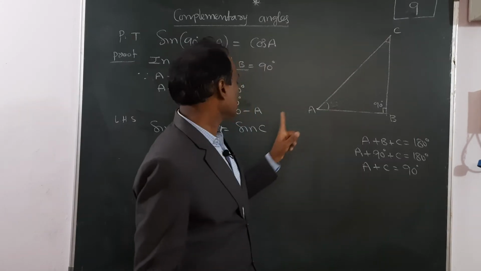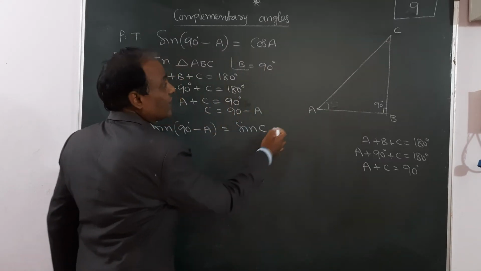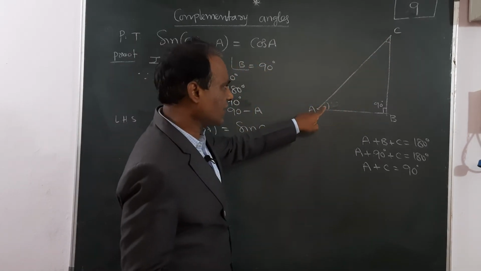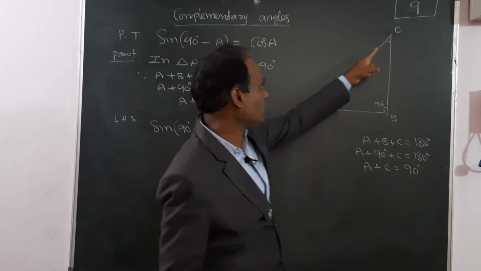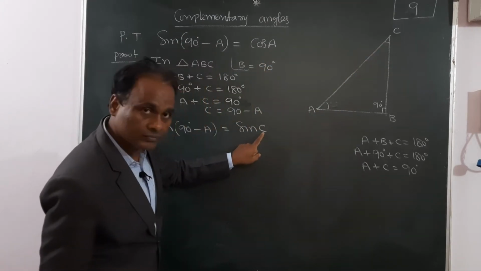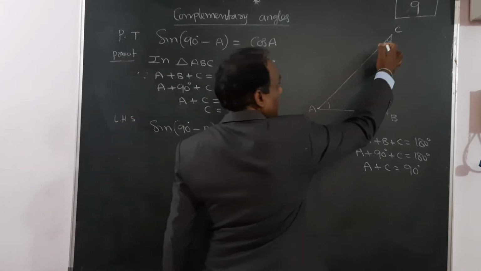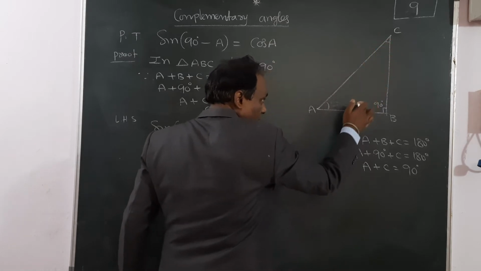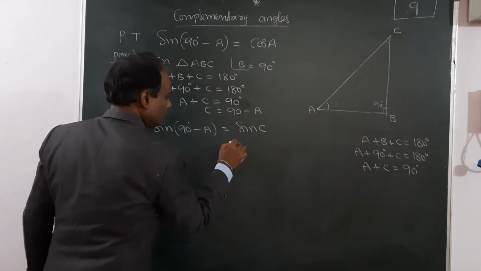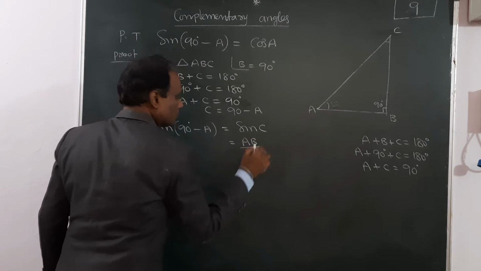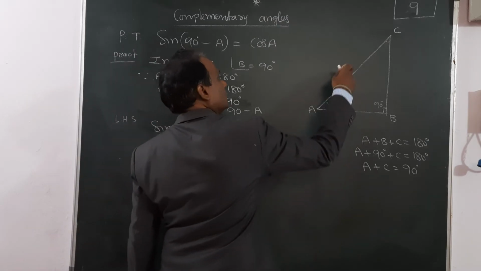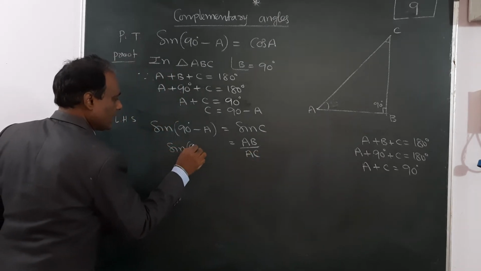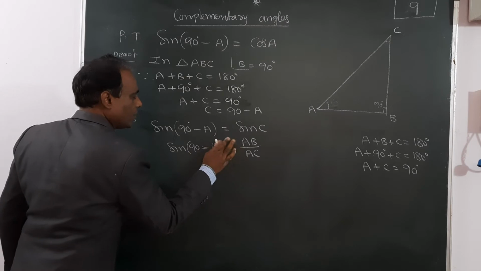Now here, what is the angle? Which angle we are taking? C angle. This angle we are taking, not this angle. Most of the cases we take this angle, but in some rare cases we take this angle. Now it is C angle. See this angle. For this angle, what is the opposite side? Exactly opposite. What is opposite? AB. By hypotenuse same, AC. So sin 90 minus A is AB by AC.